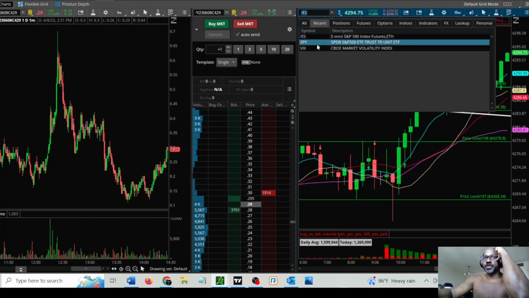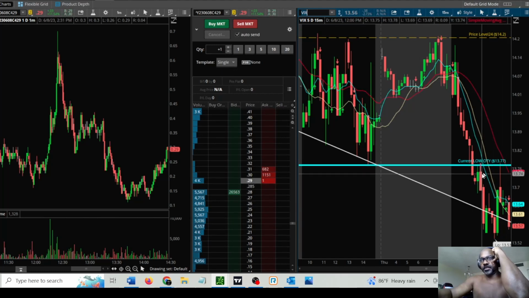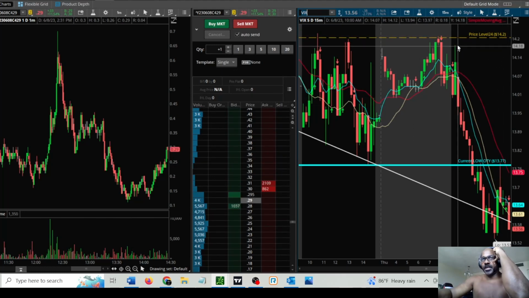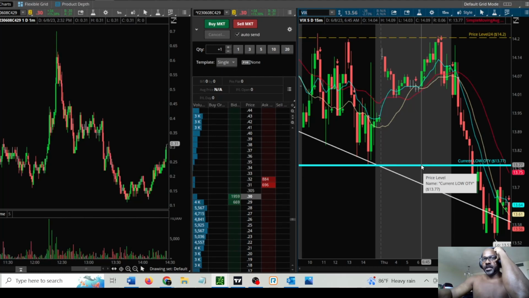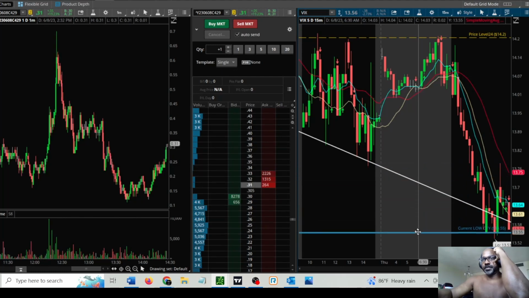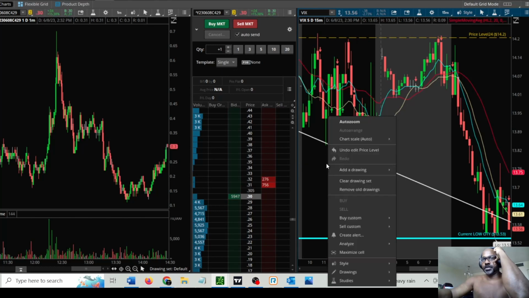Also on VIX, the previous low from yesterday has now created a new level. I'm going to move this right now actually, and we tested that twice. So I went long here and sold somewhere here, and yeah, bloody hell, man. All right, so our new low, and this was yesterday's previous low.